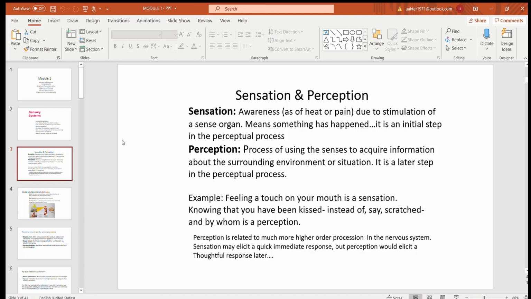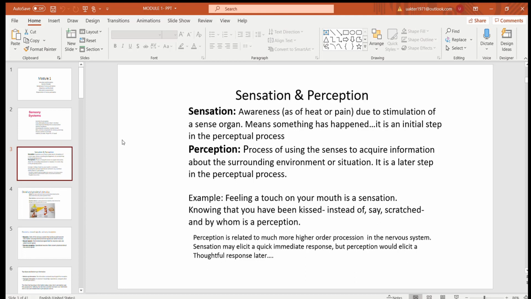Then immediately after that, what happens? You realize that touch came from someone else's finger, or kiss, or metal, or wood, or an insect that sat on your skin, so landed on your skin. So you can realize that, but that comes after the immediate feeling of touch, right? So that is the perception. So perception always comes after sensation.